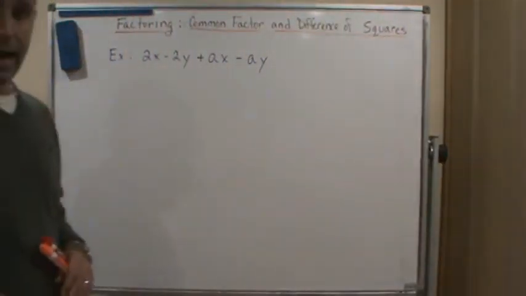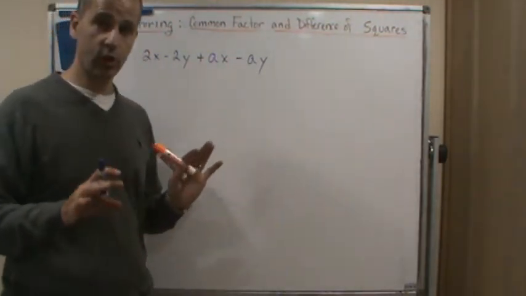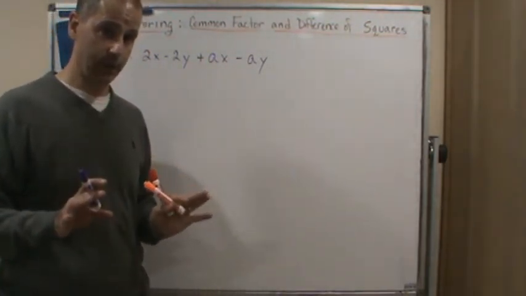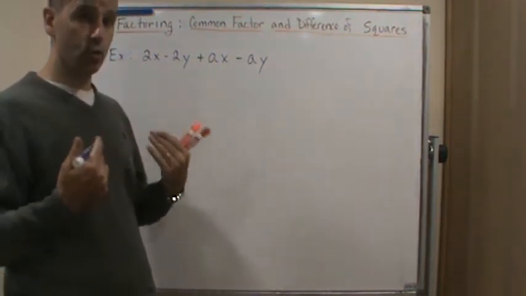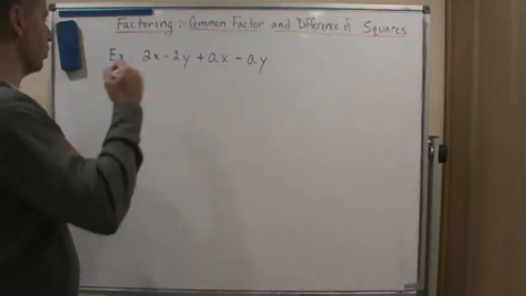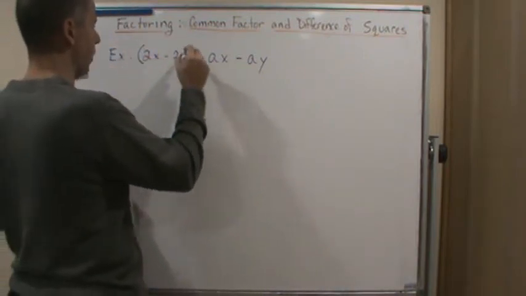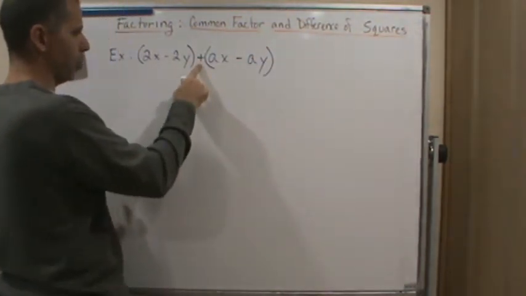Now, I'm going to factor this the way it looks. There are other ways of factoring. You can rearrange the terms. The idea is you want to group them where there's a common factor in each one. So I'm just going to group them like so. Notice that I grouped them with the plus sign in the middle.